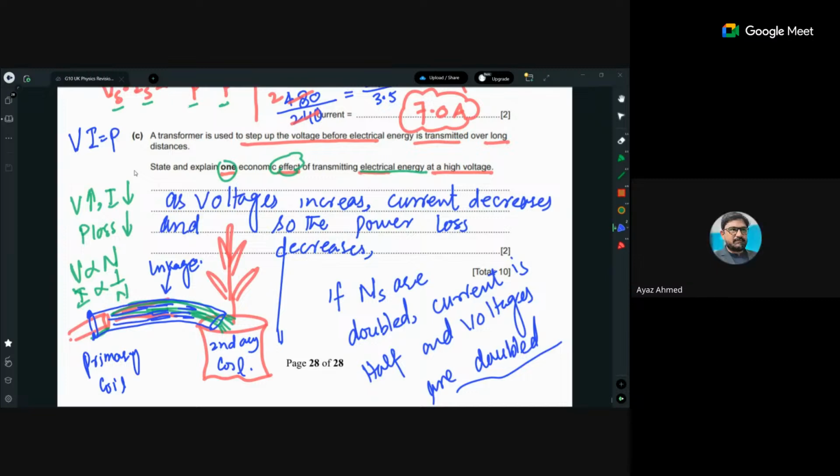So to reduce the power loss, what do we need? We have to reduce the current. And to reduce the current in the transformer, when voltages are increased, current is reduced. So what would be the economic effect? Right, because power losses are reduced now. So that is the best economic effect.